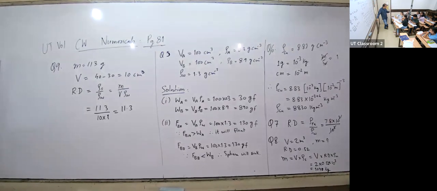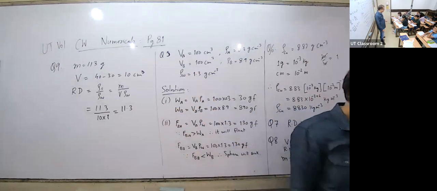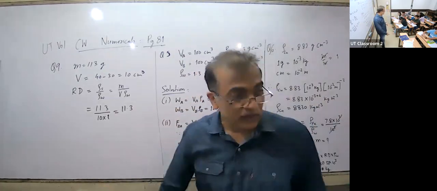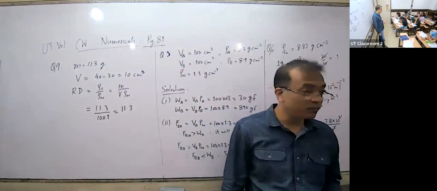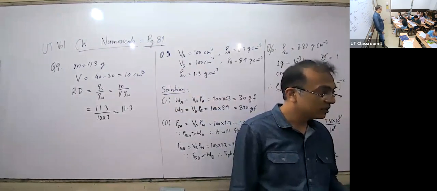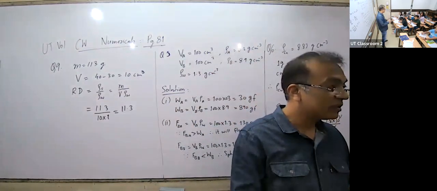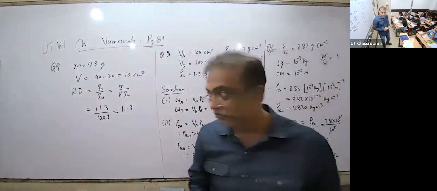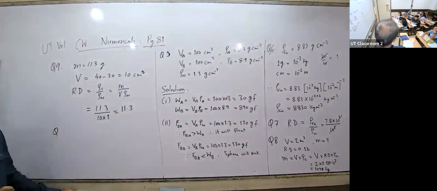Any same physical quantity which has the same unit will give you a pure number. So what is the answer? 11.3. That's it. No unit. Relative density is just the comparison. The substance density is 11.3 times more than the water's density. We don't do numericals for nothing. We have to understand it. Then the grip on concept will become more clear. This is the objective of solving numericals.